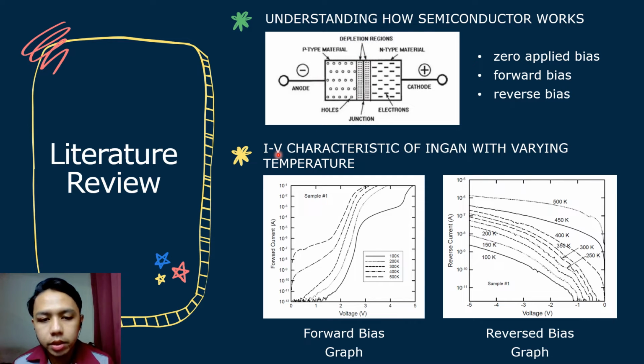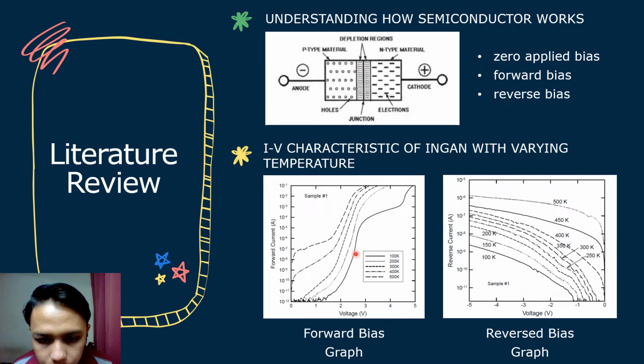Okay, for the next part is current voltage characteristic of indium gallium nitride with varying temperature. As you can see, these are the graphs which I expect to get when finished with the experiment, the forward bias graph and the reverse bias graph. As you can see from the graph, when the temperature rises, the voltage is dropped.